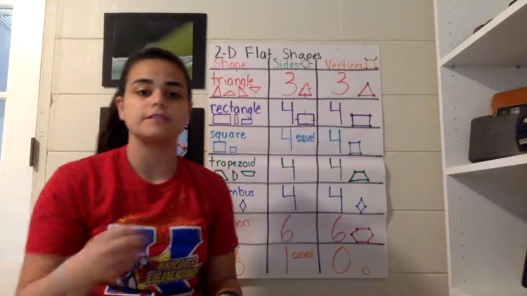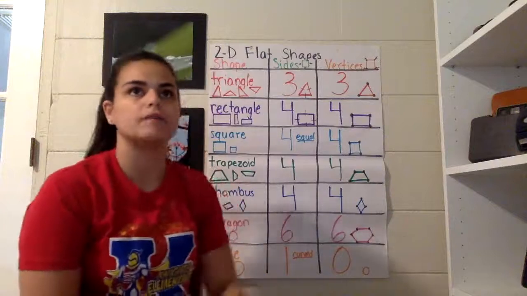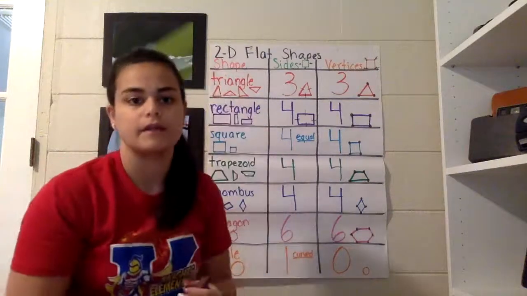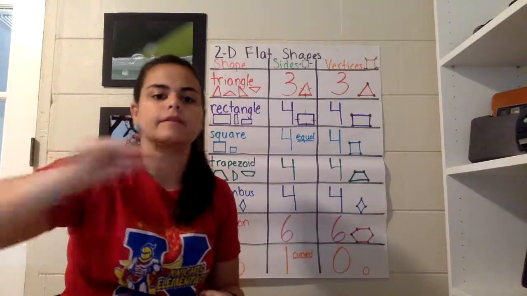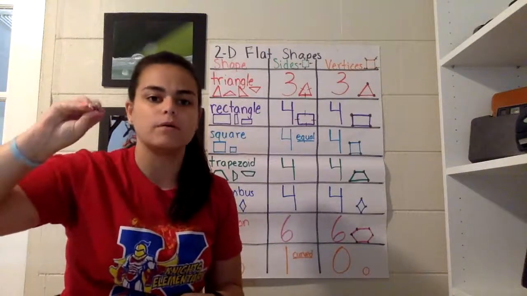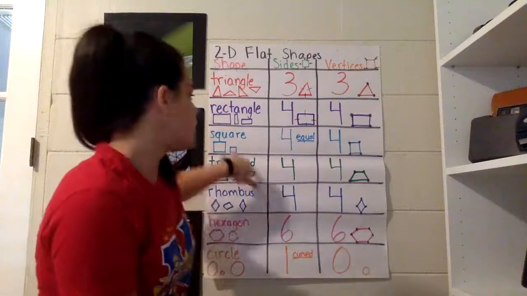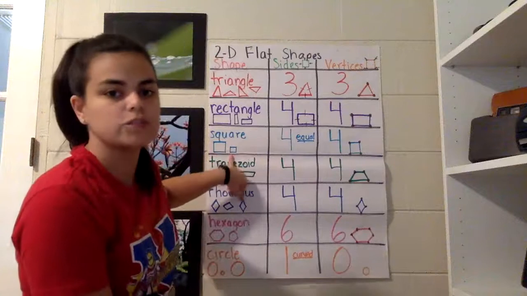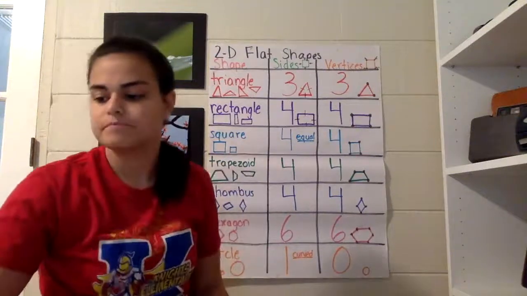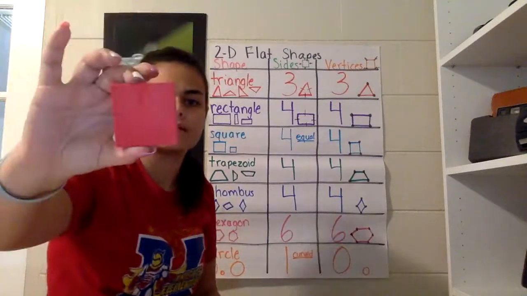When I think of vertices and sides, I think of creating a shape with some Play-Doh. My sides are going to be my sticks, and my Play-Doh is going to be my vertices. It's going to hold those sticks together. Our next one is a special shape. It's a square.